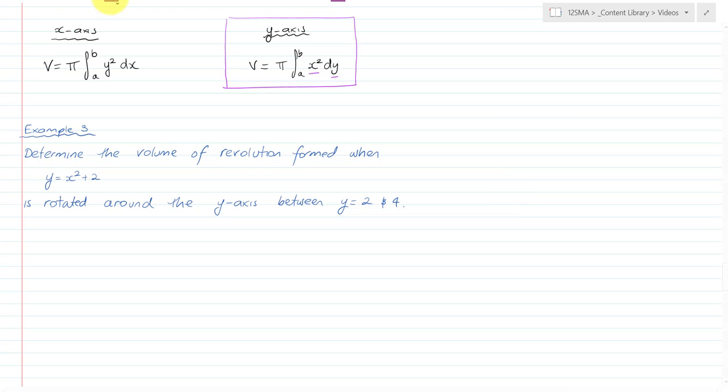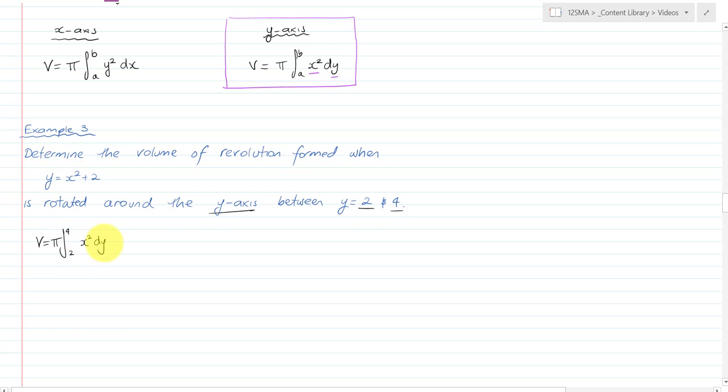Example 3 is a fairly simple one, because to find the volume of revolution formed when this is rotated around the y-axis between 2 and 4, we just do the integral between 4 and 2, the upper bound first, of x squared dy with a pi in, of course, and that's our volume. And I'll just move this to the side so I can see it.